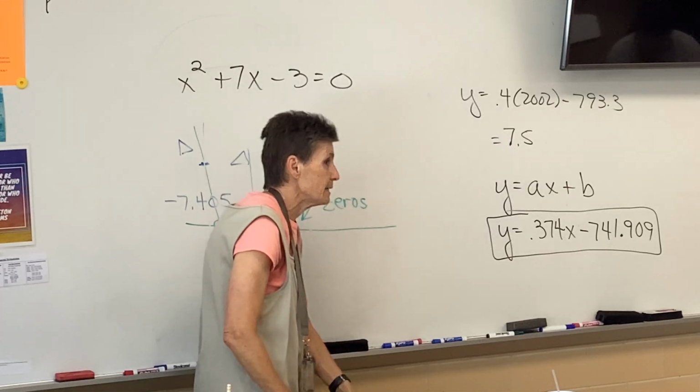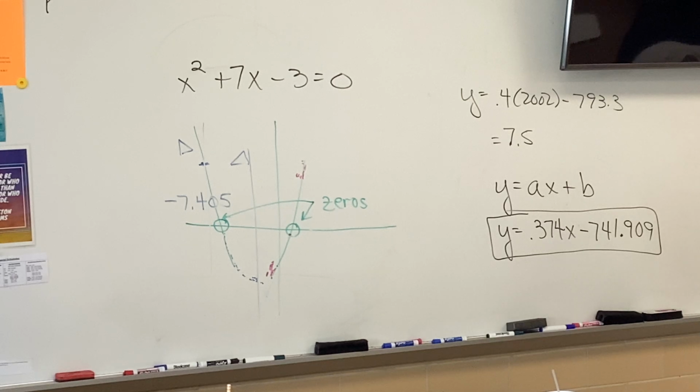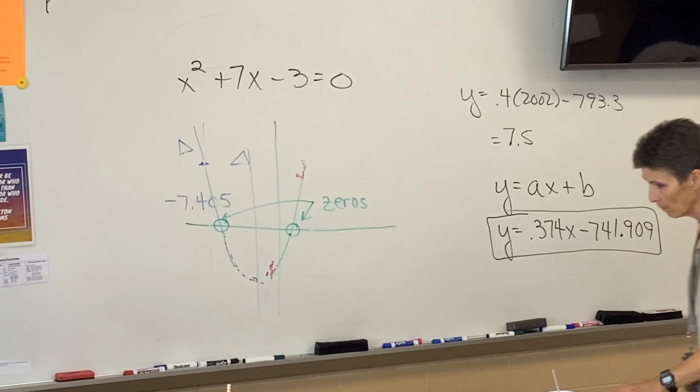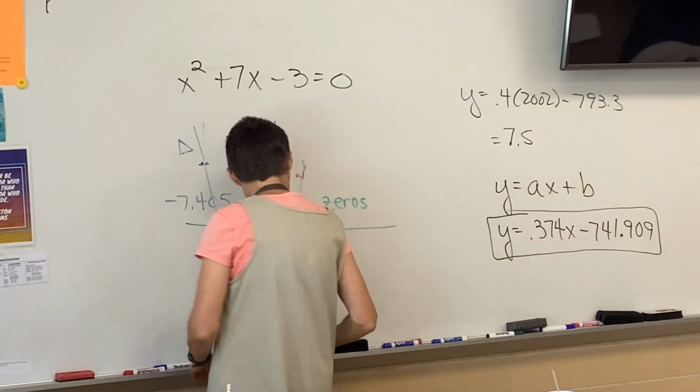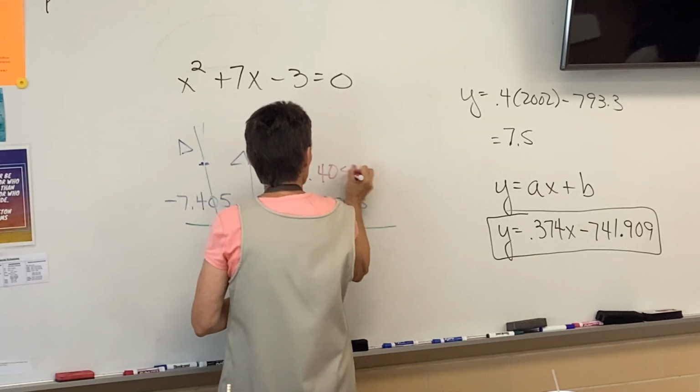You don't want to clear anything, you just want to start over. Second trace, zero. Left bound. Right bound. Guess. And what did you come up with for that one? 0.4051.